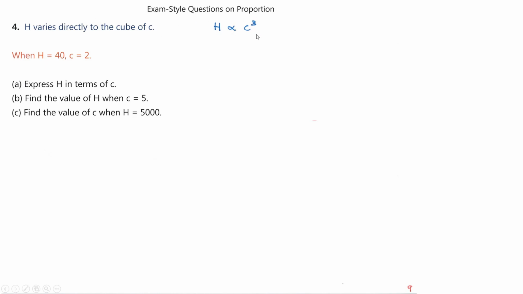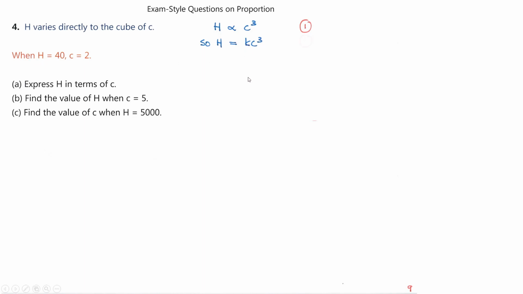That's what that means. Have a mark. Next step, write it again, but write an equal sign and put a k there. So basically we're just saying if h is proportional to c cubed, it just means that h is going to be some amount of c cubed. And once again, we have to use this to find out what the k is.